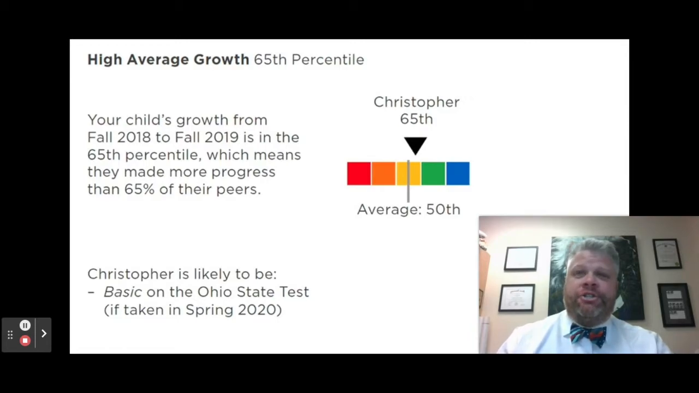The growth section shows Christopher's family that he's at the 65th percentile for growth in reading, which means that he grew more than 65% of similar students across the country. That is something to get excited about.